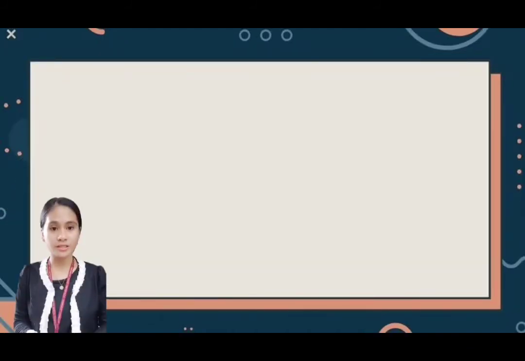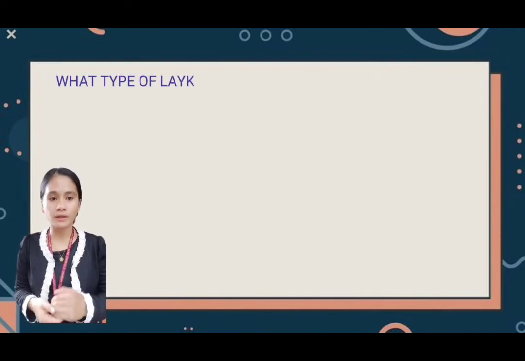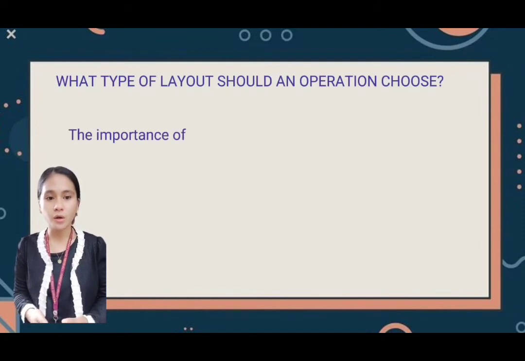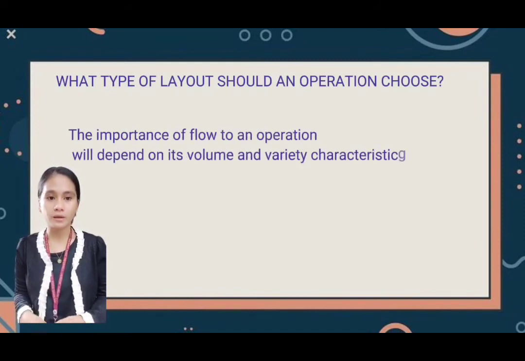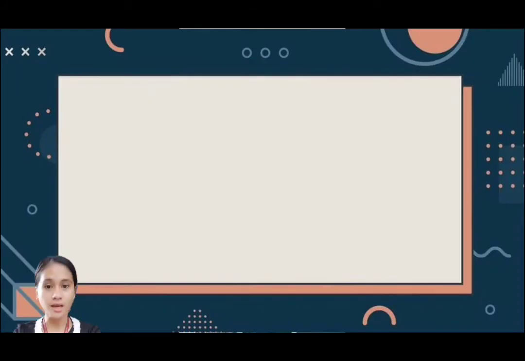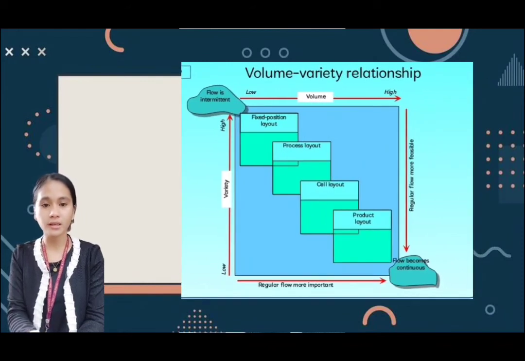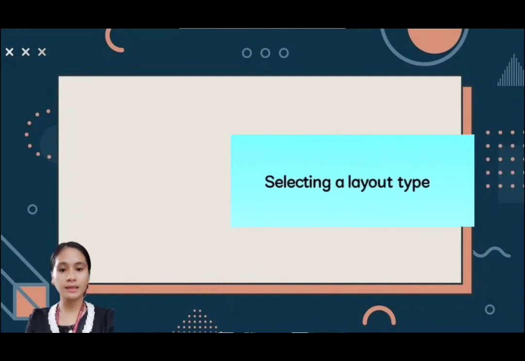For further understanding, we need to know what type of layout an operation should choose. The importance of flow to an operation will depend on its volume and variety characteristics. Volume variety relationship. From low variety to high variety, the resulting flow is intermittent. And also from low volume to high volume, the resulting flow becomes continuous. Selecting a layout type.